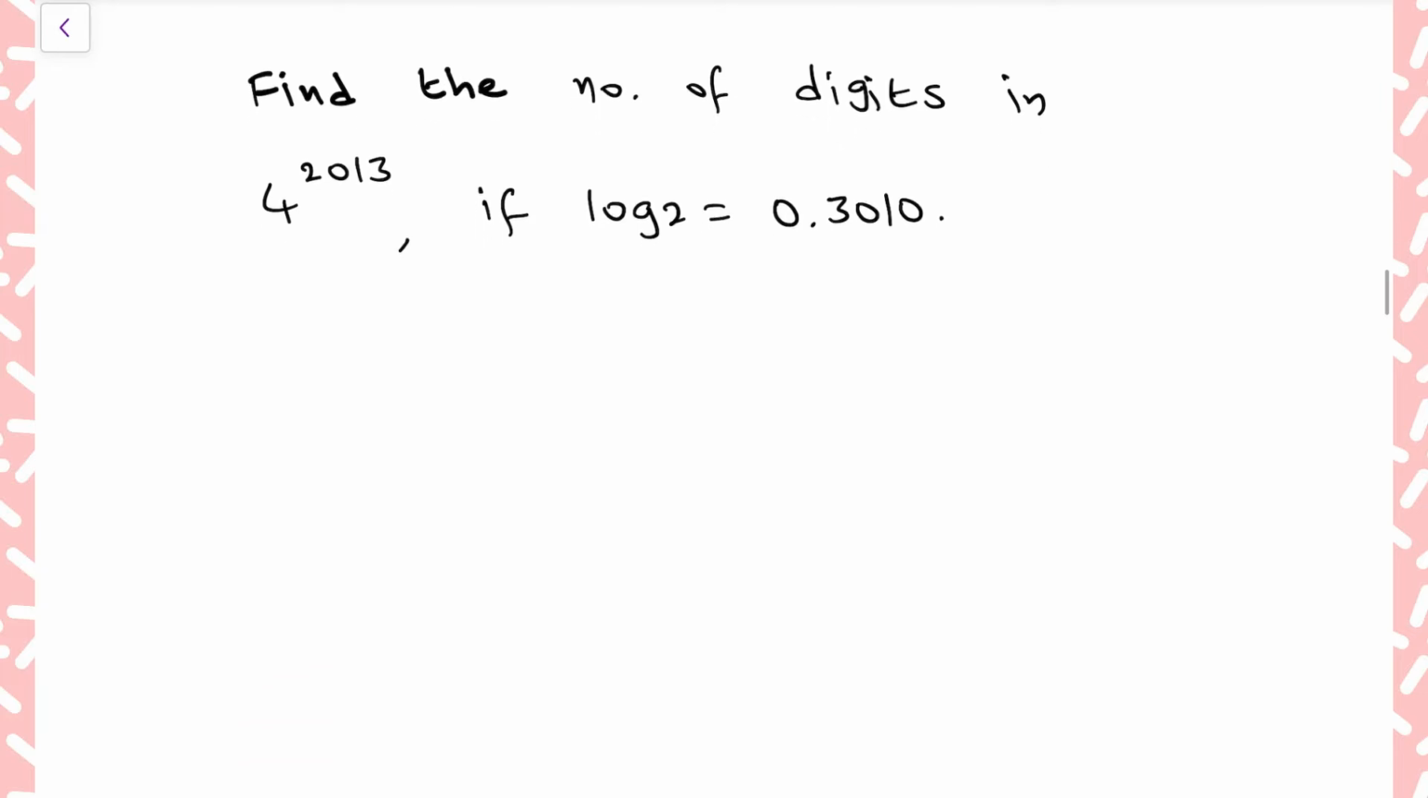Next, find the number of digits in 4 power 2013 if log 2 equals to 0.3010. So the given number is 4 power 2013. In this, the base is 4, but the given value is for log 2. 4 and 2, if they have any connection, means we need to use that connection. So 4 can be written as 2 square power 2013 as it is.